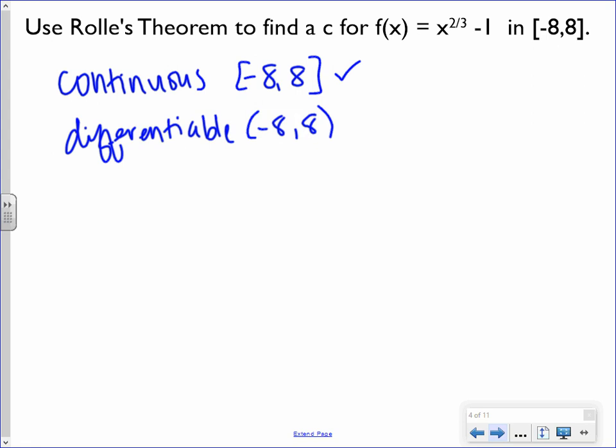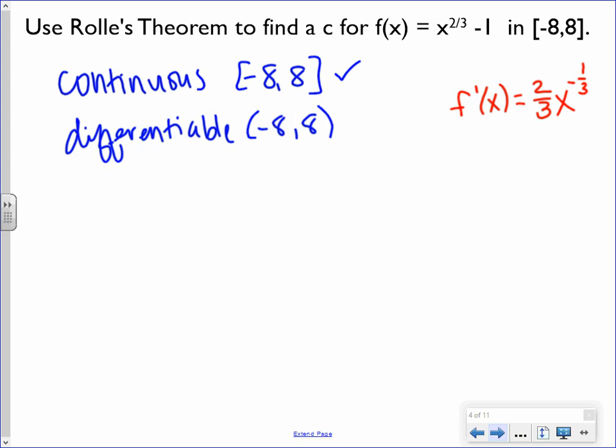Okay, differentiable. Is this differentiable? Not all the time. Where is it not? Guessing at 0. You're guessing at 0. Let's talk about the derivative. The derivative is 2/3 x to the negative 1/3. Can we plug any number into that derivative? What number can't we plug in?